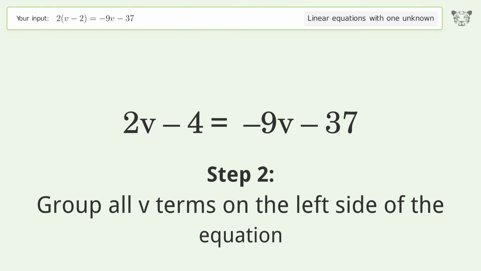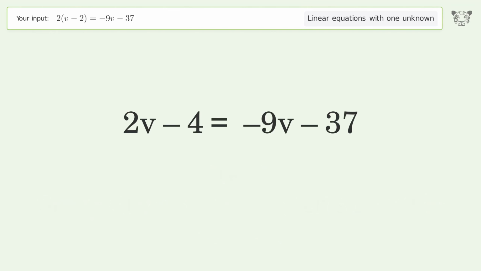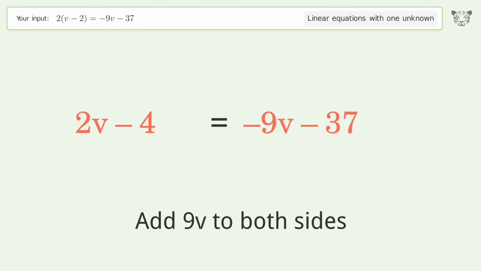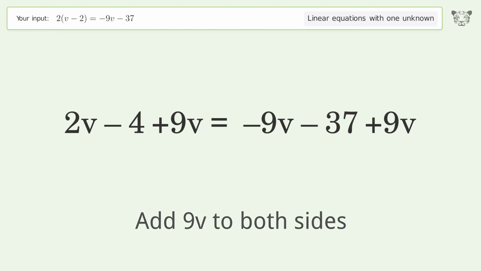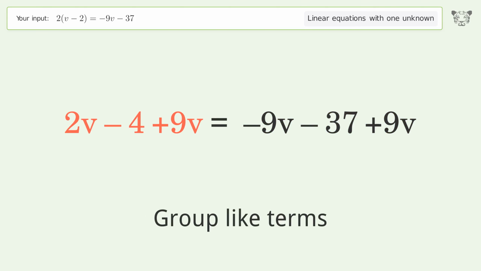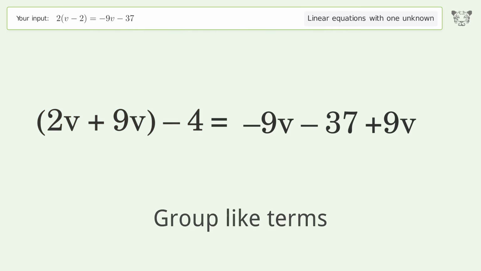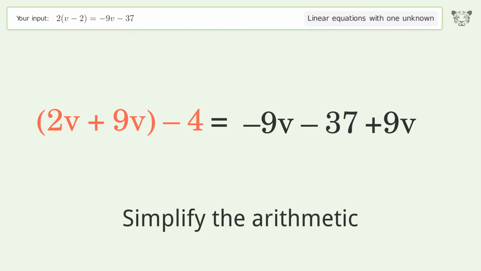Group all v terms on the left side of the equation. Add 9v to both sides. Group like terms. Simplify the arithmetic.